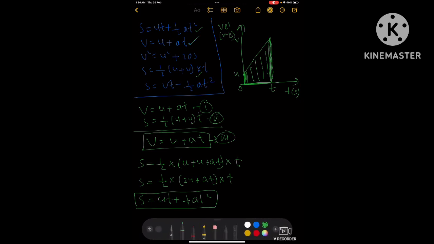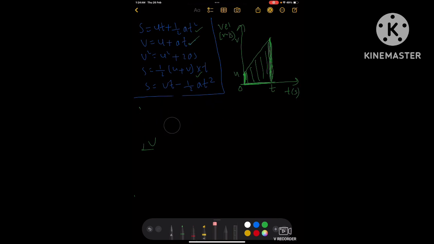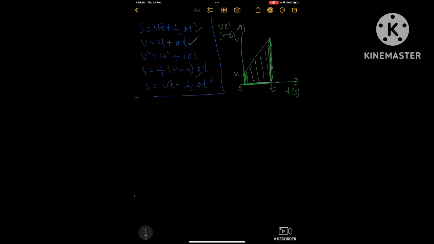Now let's derive the fourth one, v squared equals u squared plus 2as. For that, you will need these two equations: v equals u plus at and s equals 1/2 (v plus u) t. Make t the subject of the formula of equation 1: t equals (v minus u) divided by a, which is the third equation.